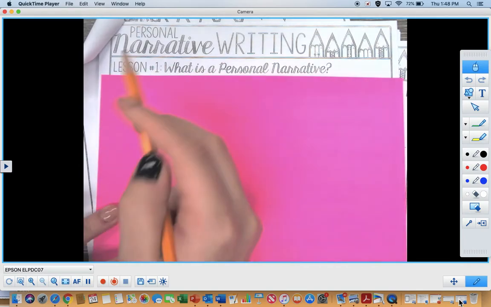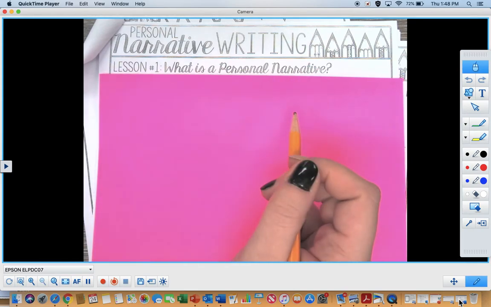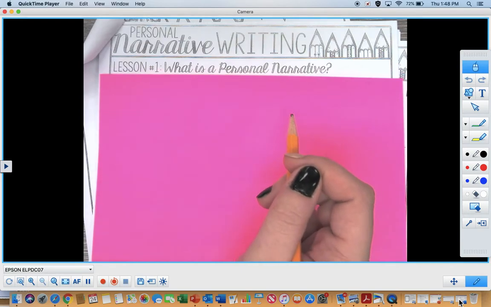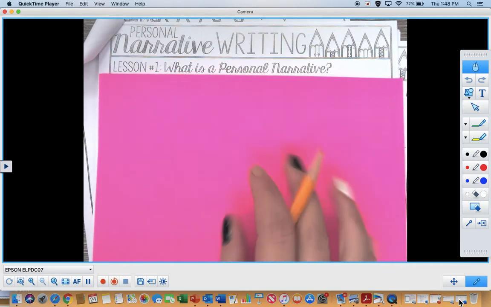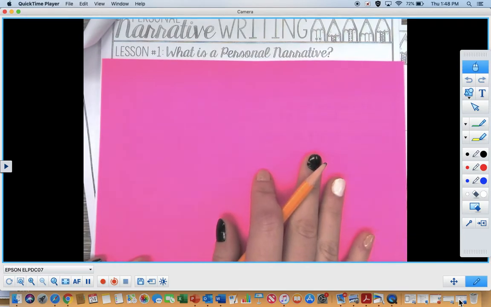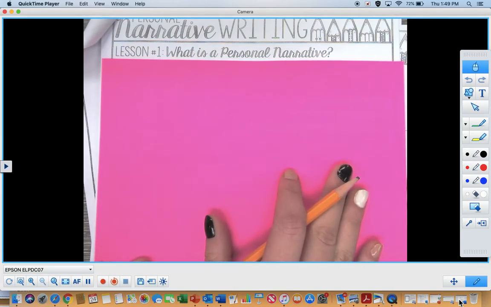In lesson 1, our big question is, what is a personal narrative? We are going to be talking about what a personal narrative is. Not only are we going to be writing notes about what a personal narrative is, we are going to be looking at keywords that help us determine what a personal narrative is. I've already written my notes, so I'm going to show you one at a time. Please pause the video if you need extra time. You are in charge of making sure you have all the notes down, so if you need to pause, please go ahead and do so.